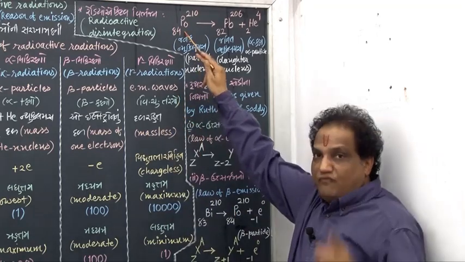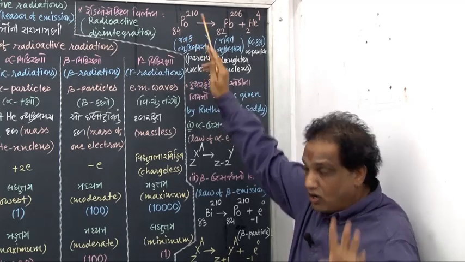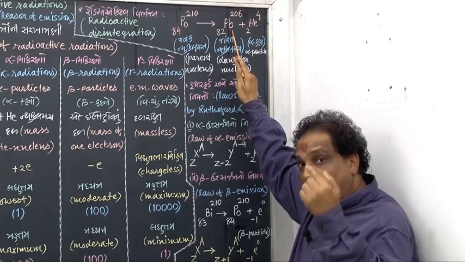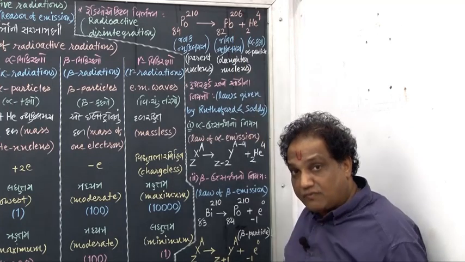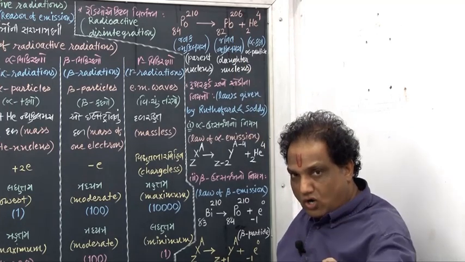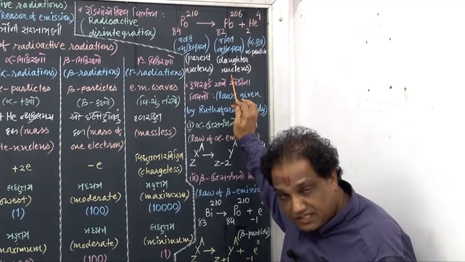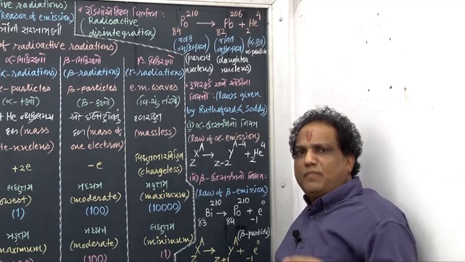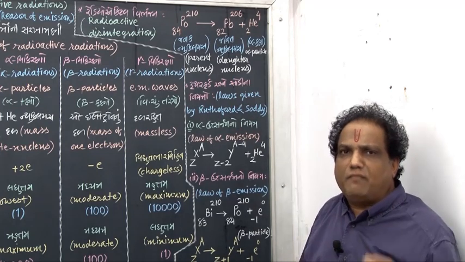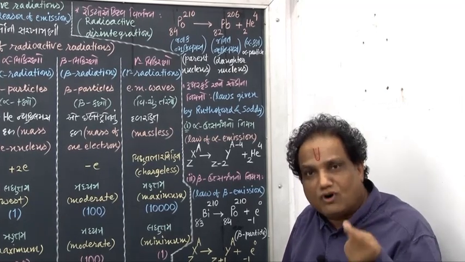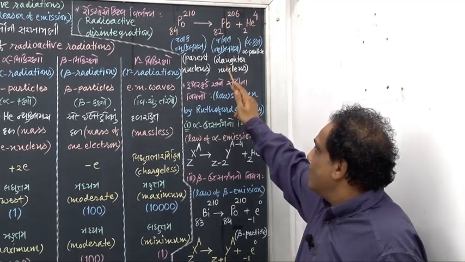This nucleus which disintegrates is called parent nucleus. This nucleus which is newly formed after the disintegration process is over is called daughter nucleus. Correct? As I told you, majority research work was carried out by Madame Curie, and because Madame Curie had favored daughter.